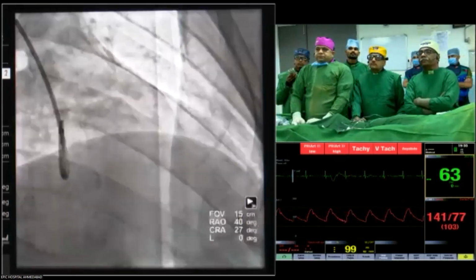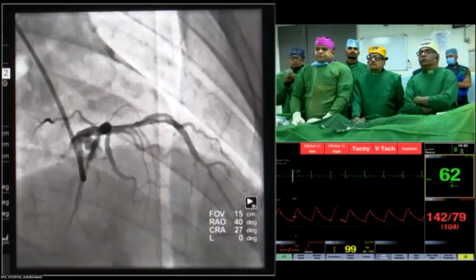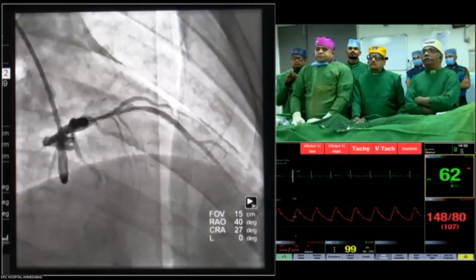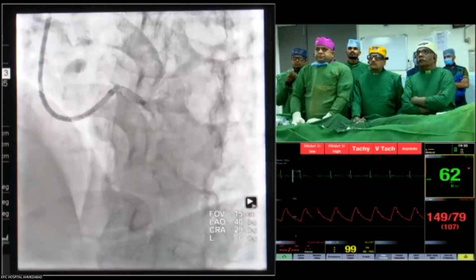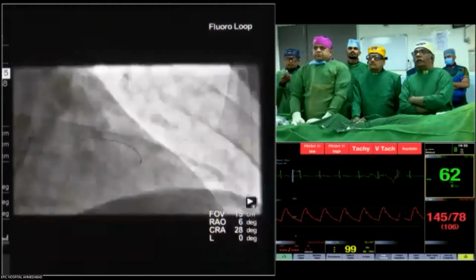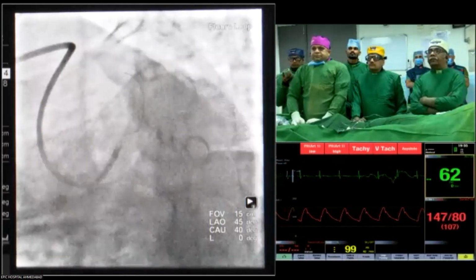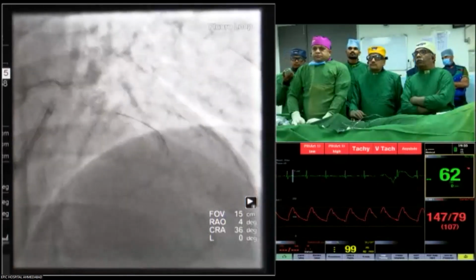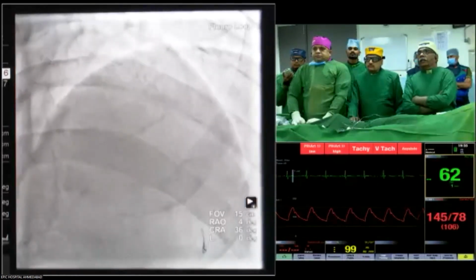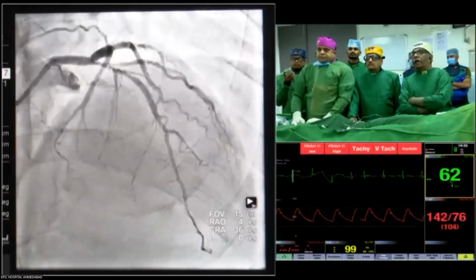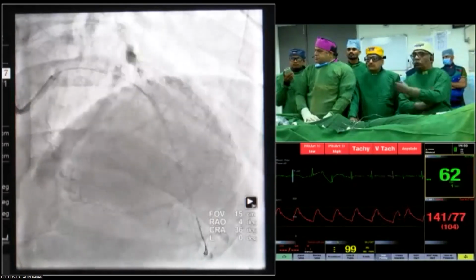Next view. So it's a longish lesion, almost 32, 33 millimeter. Next. And so we wired with the Abbott Whisper wire. Next. And the plan was to take an OCT run. Next. So we took an OCT run, and you can see the OCT pictures, and Dr. Joel will explain the OCT.